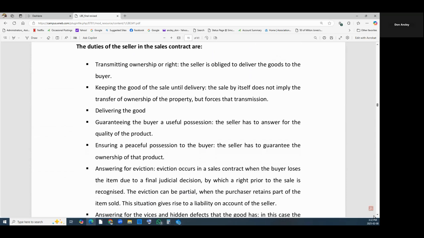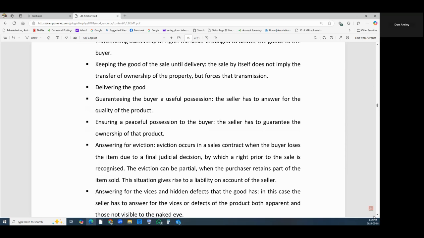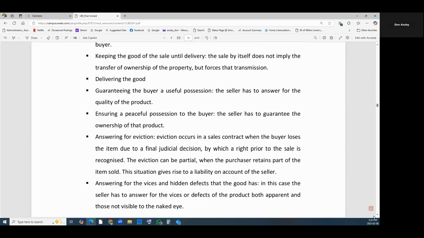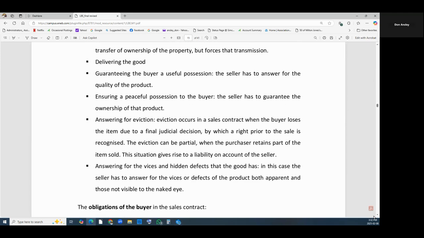Transmitting the ownership or right. The seller is obliged to deliver the goods to the buyer. Keeping the good of the sale until delivery. The sale by itself does not imply transfer of ownership of the property, but forces that transmission. Delivering the good. Guaranteeing the buyer a useful possession. The seller has to answer for the quality of the product, ensuring a peaceful possession to the buyer. The seller has to guarantee the ownership of the property or product.